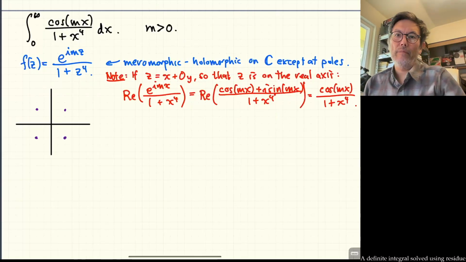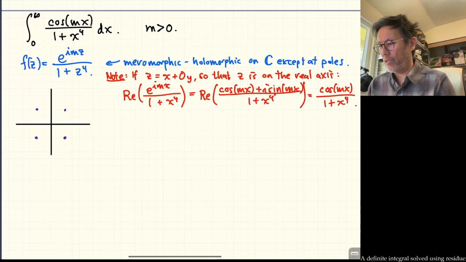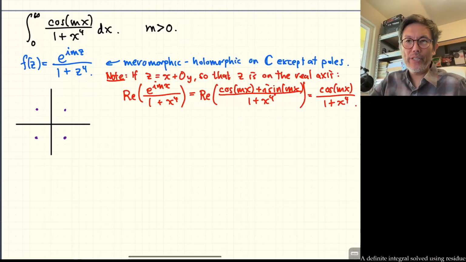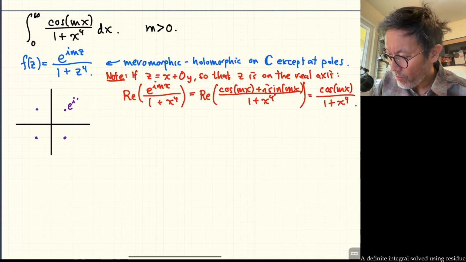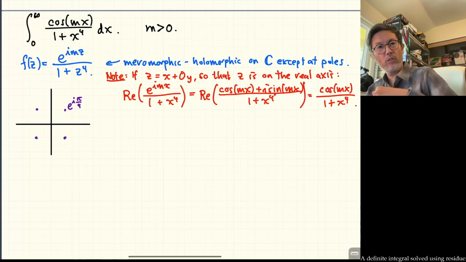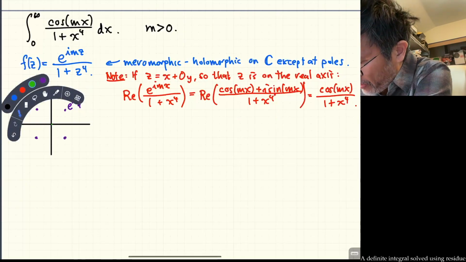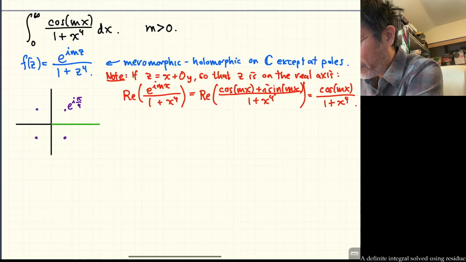I said I would do every detail, but I expect you to understand this at this point in your life. That upper right one in particular is e to the i pi over 4. Maybe I'll write that. And all 4 of these vertices of this square lie on the unit circle. Here's the contour I'm going to take. I'm going to start at the origin and go out along the real axis to here. Let's see, 1, 2, 3, 4, 5, 6, 7.